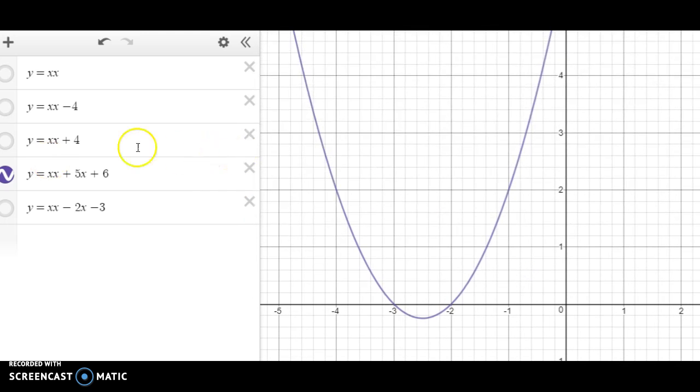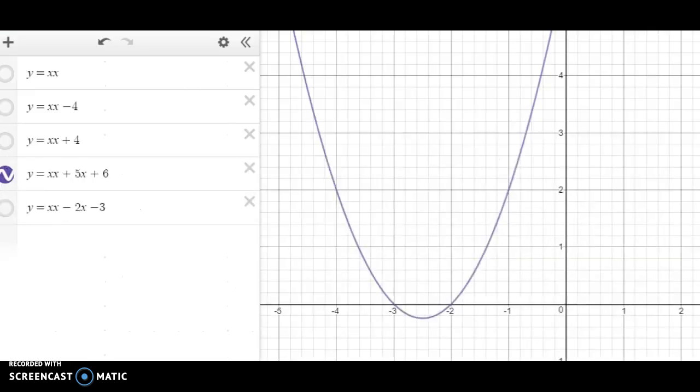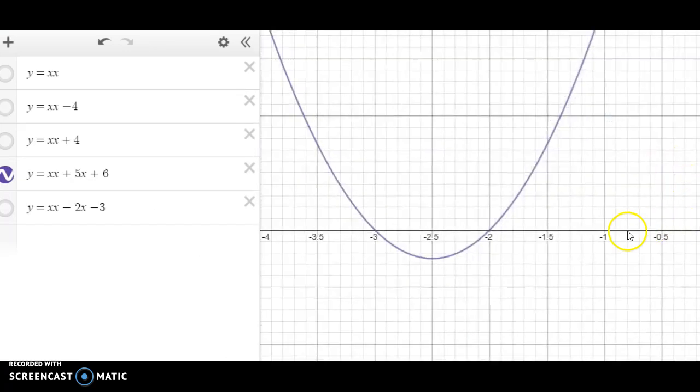I have this parabola for the function x squared plus 5x plus 6. That's just what we took and made into factored form. And we said the 2 zeros would be at -3, and you can see it in the corner there, -2. And if you look here, look at the 2 points where this intersects the x-axis. It intersects at -2, 0 and -3, 0. Voila.